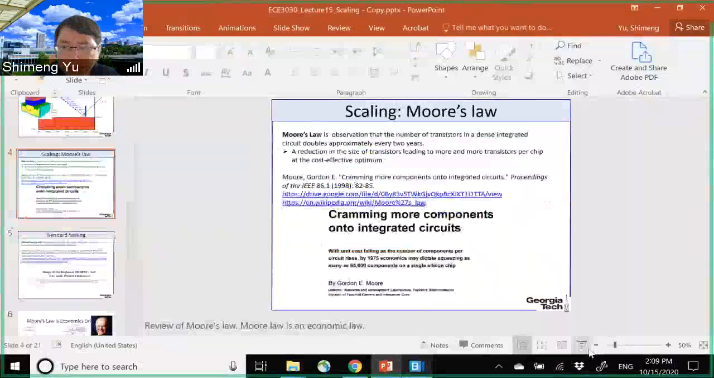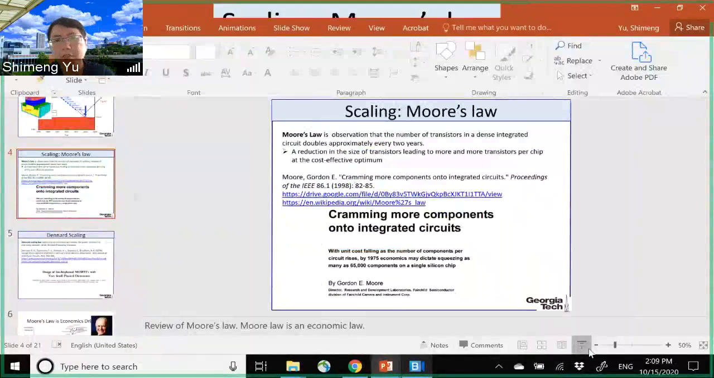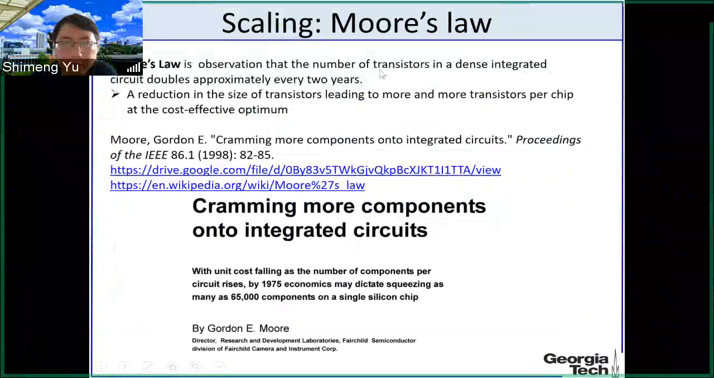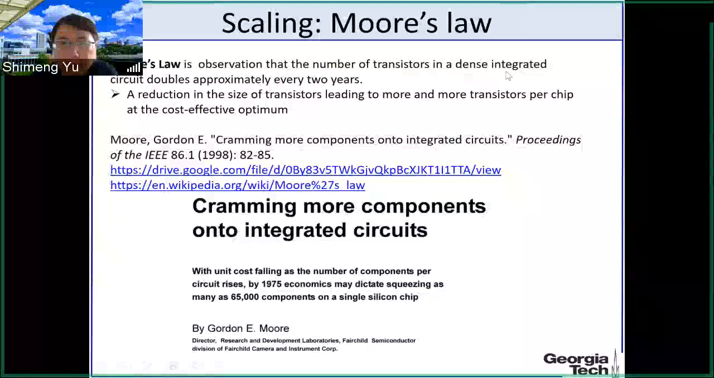Alright, then let's look at the scaling. You may have heard of Moore's law, and we also discussed Moore's law at the very beginning of the semester. Basically, it's an observation that the number of transistors in a dense integrated circuit, like a microprocessor, doubles approximately every 2 years. In other words, the size of the transistor will be scaled about 0.7x from generation to generation.